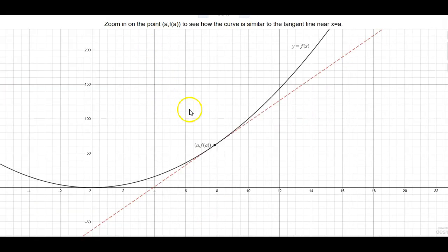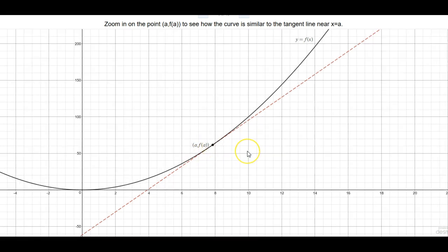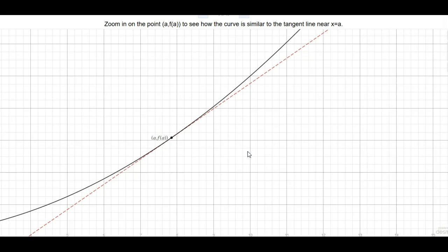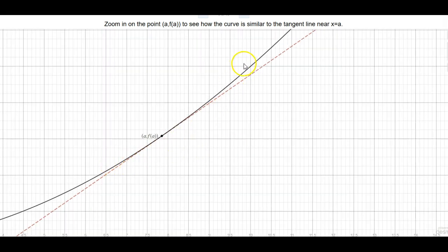So if I zoom in on this point, you can see that it's hard to distinguish the curve f of x from the tangent line around x equals a, which is between 7 and 8 in this case. So we can approximate values on the function by using the tangent line for values of x near a, x equals a.